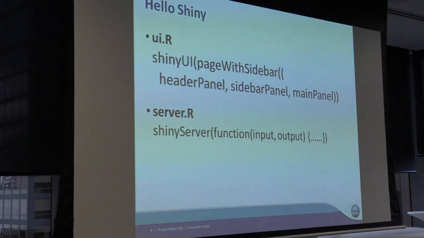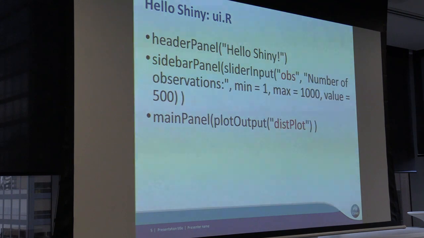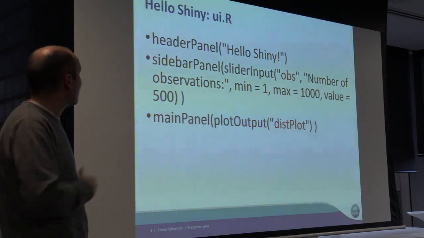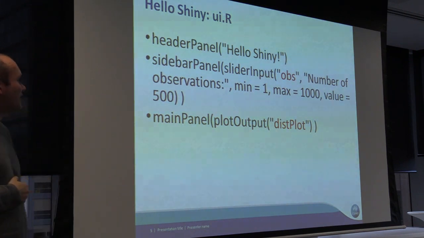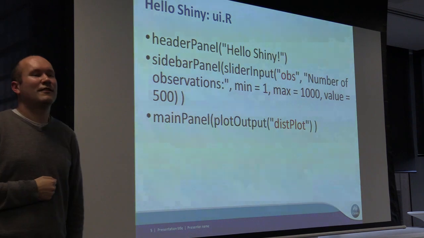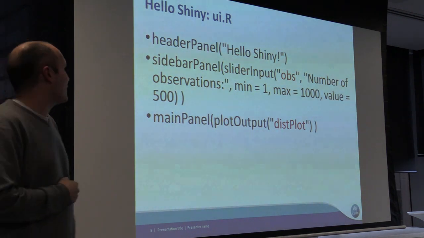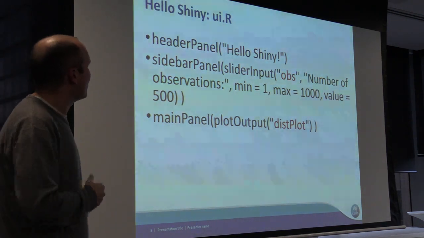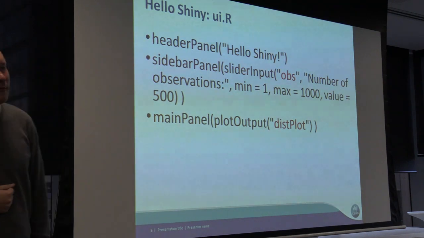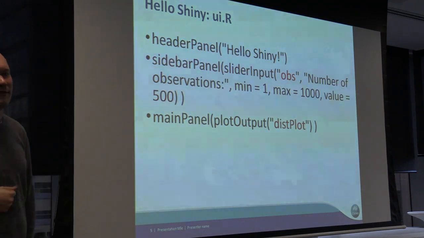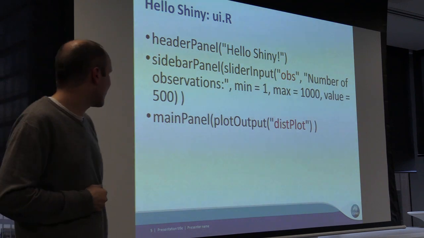Okay, so we need four bits for our Hello Shiny example. Header panel, sidebar panel, main panel, and the function body in the server.R file. So here are the three bits for the ui.R file. The header panel is easy peasy. It just consists of the title, that's it. So you've got the headerPanel function, and you just put, in this case, Hello Shiny, and that will appear in your web browser, as we previously saw, as the title.